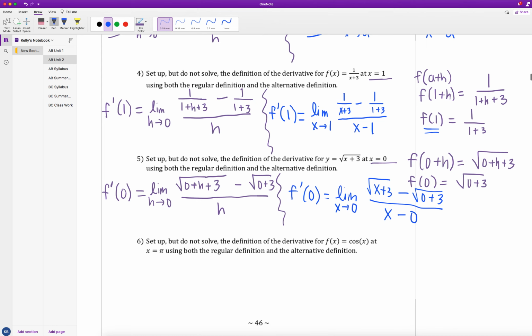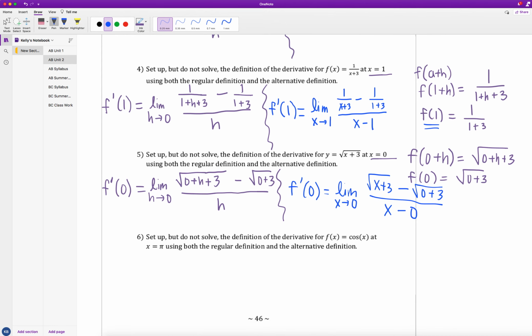So in example 6, it says set up but do not solve the definition of the derivative for f of x equaling cosine of x at x equals pi. So here our a value is going to be pi, and it says using both the regular and the alternative. Why don't you guys pause the video and set up both of these limits on your own first. Okay, let's check these. So for both of these, we're finding f prime of pi.